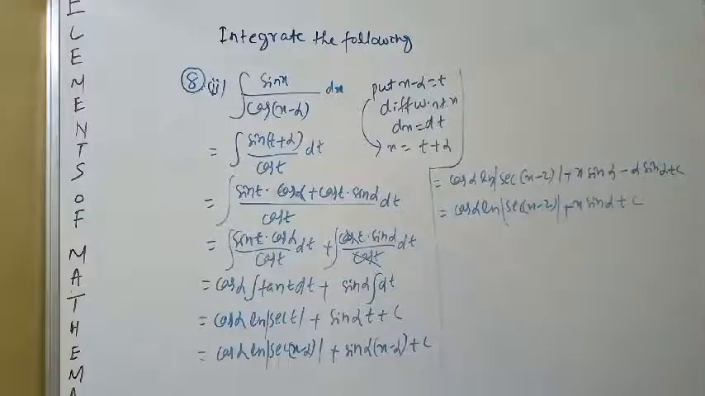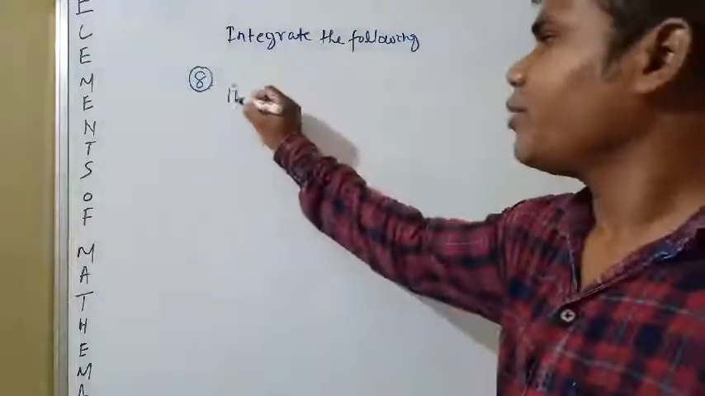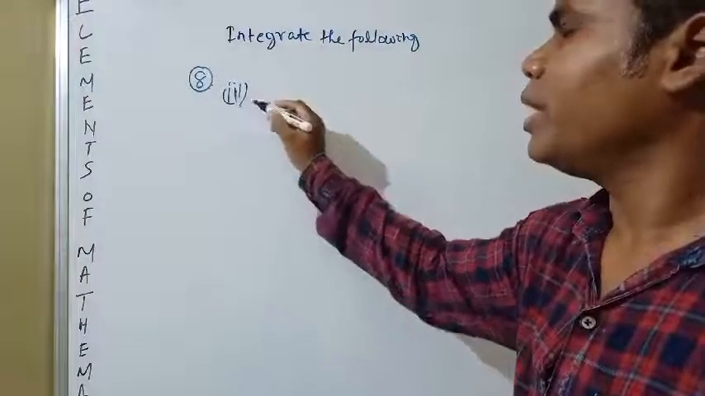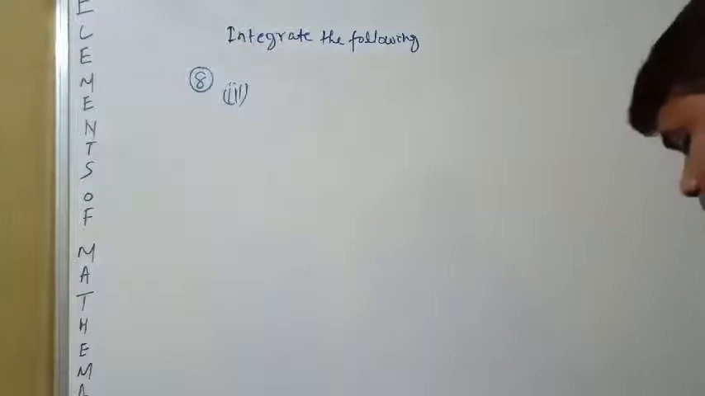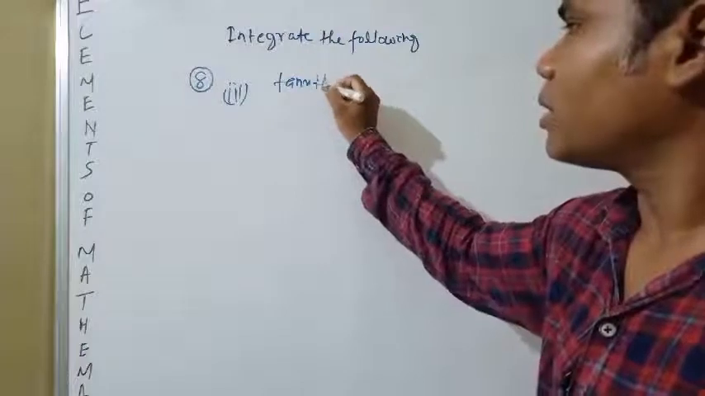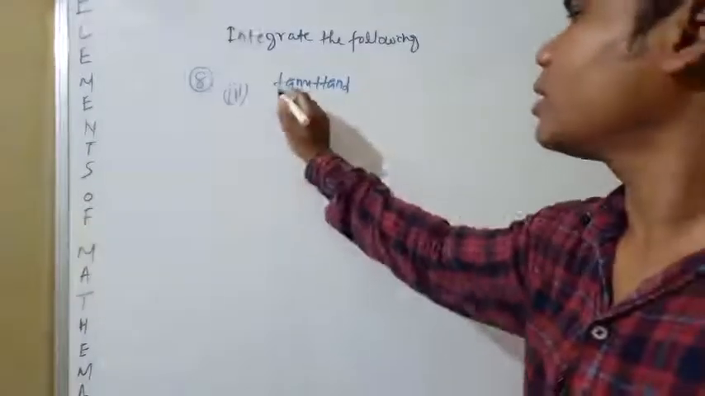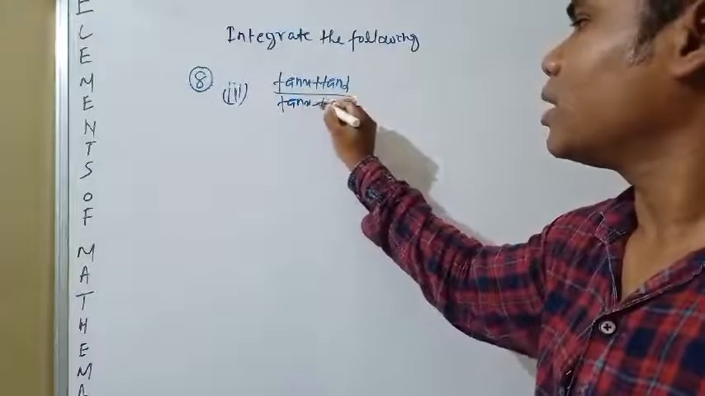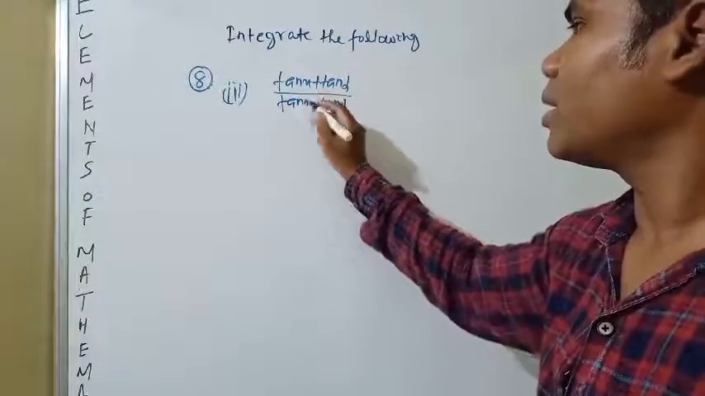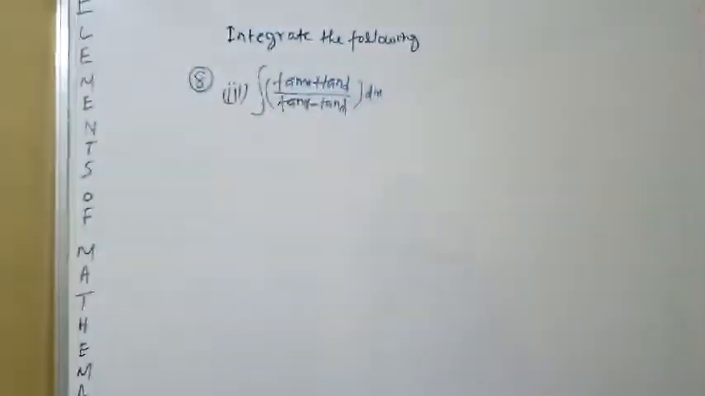Okay, question number 8, bit 3. The question is: integrate tan x plus tan alpha divided by tan x minus tan alpha, dx.